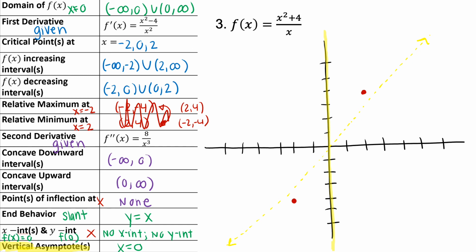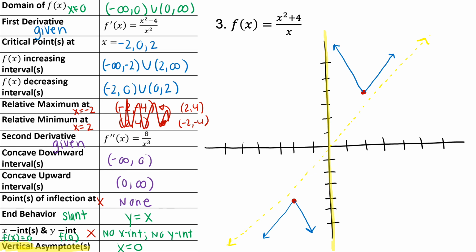I know that I'm increasing from -infinity to -2, so I'm going to be increasing this whole way. And then I'm increasing again from 2 to infinity, so in the last part of my graph. I'm decreasing from -2 to 0, and then I am decreasing from 0 to 2. So I'm filling in my increasing and my decreasing, the slope of the tangent line.